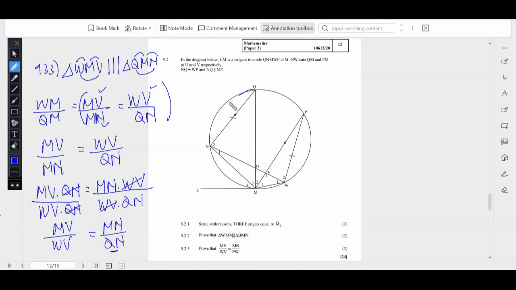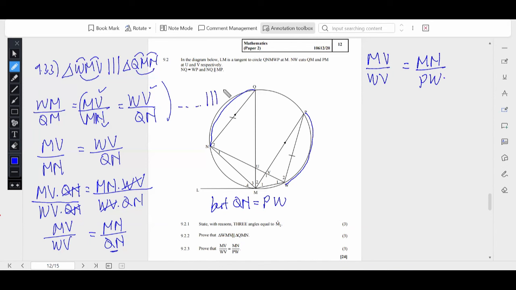But then let's check something here. This is where we go back to the graph. The QN, we've been given that it is equal to what? PW. So we'll say QN is equal to PW. Then that means we can now rewrite this as MV over WV is equal to MN over PW. Now, it is very important to note that you are writing all of this because of what? Similar triangles. So this is coming from the similar triangles that you have proven here. Okay, so just like that, now you have your solution for 9.2.3.